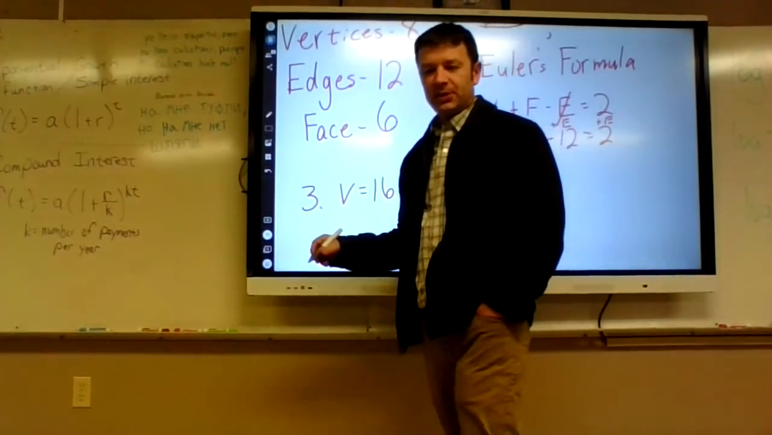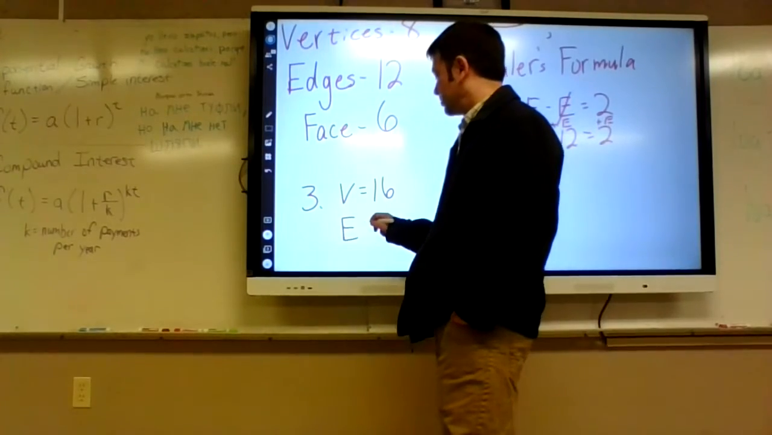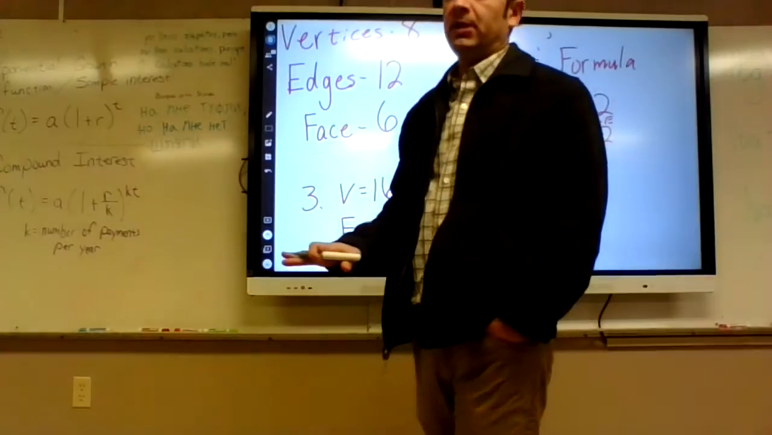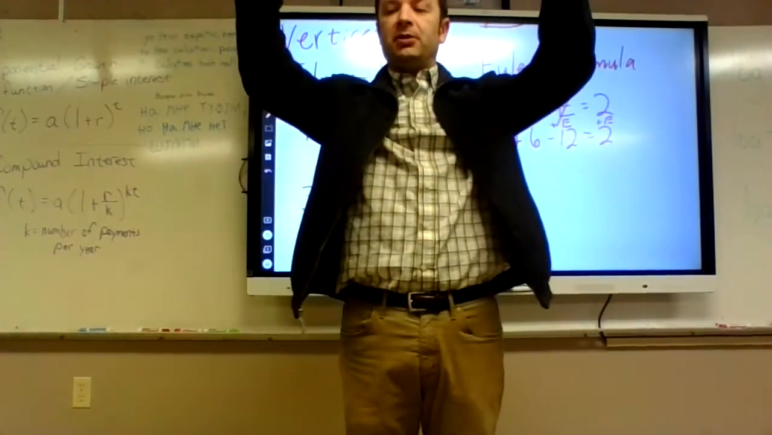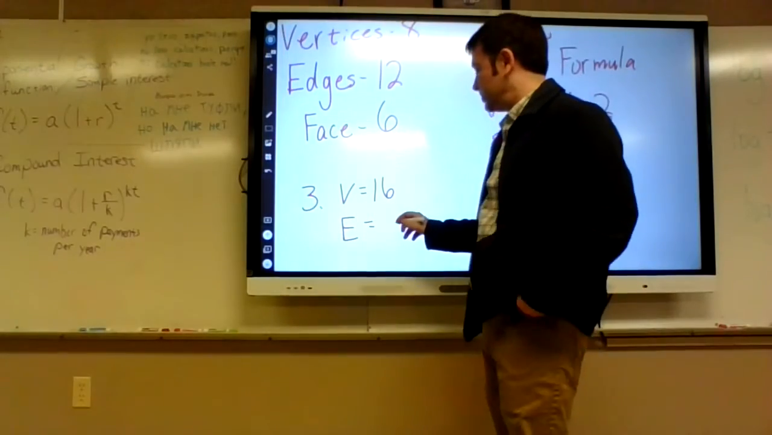It asks for edges next. How many edges are on the top? 8. How many edges are on the bottom? 8. How many edges are lateral, going up and down? 8. 8 plus 8 plus 8, 24.